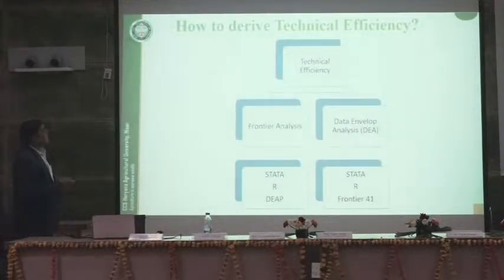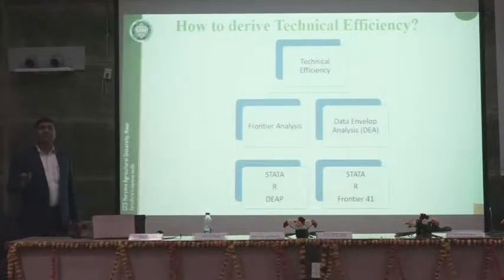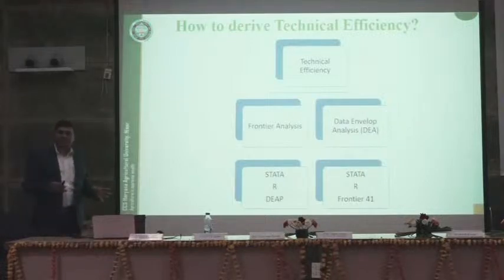So how to derive technical efficiency? There are two methods. One is the parametric method, that is frontier analysis, and the second is the non-parametric method, that is data envelopment analysis. Why parametric and why non-parametric? In parametric we have some distribution, for example normal distribution, truncated normal distribution, half normal distribution, exponential distribution.